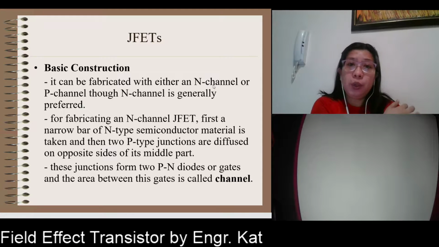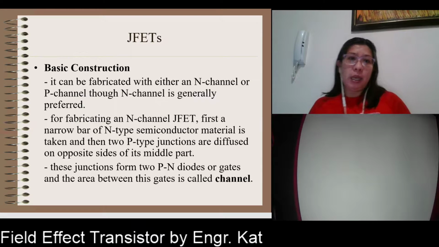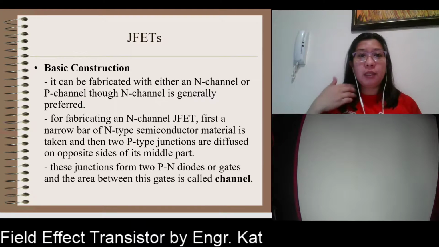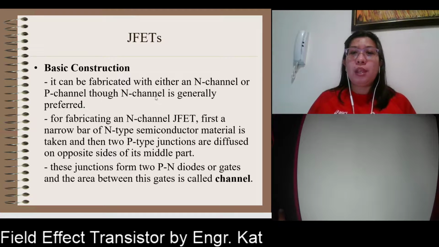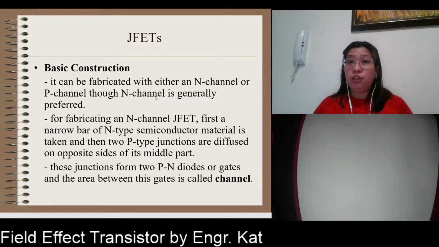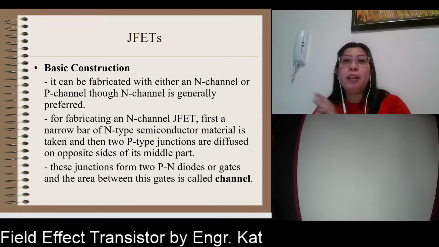Okay, so let us go with the basic construction of JFET. So we will be starting with JFETs. The basic construction can be fabricated with either an N channel or a P channel. If you can still remember, we have two types of extrinsic semiconductor, the N type and the P type.